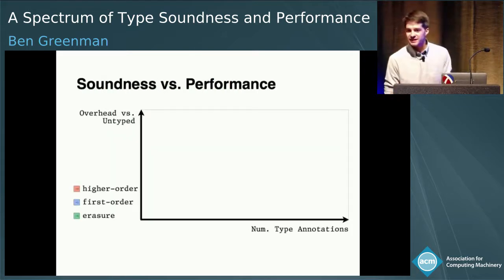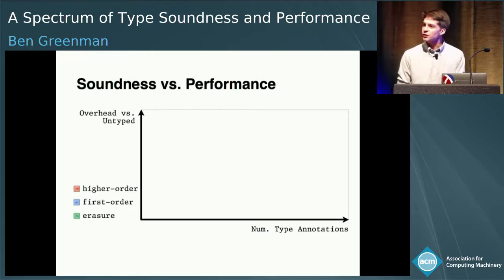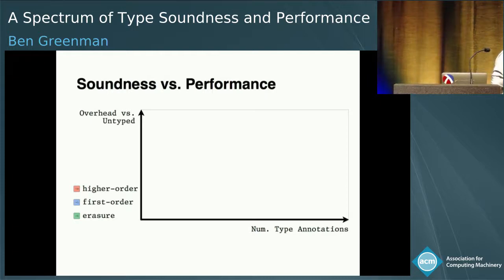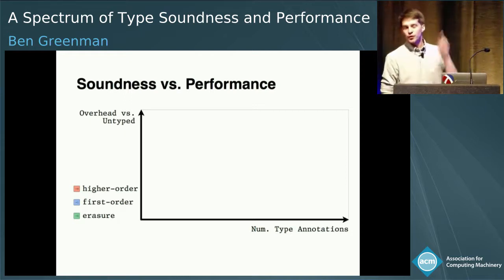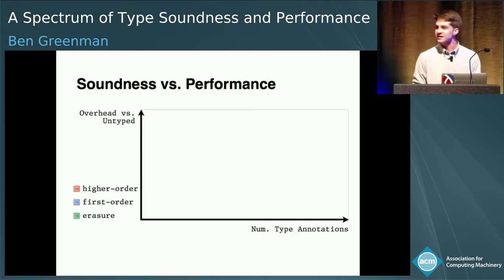Now, there's lots of data in the paper, but the one result I want to tell you about today is what happens as you increase the number of type annotations in a program. How slow does the program get? So along the x-axis going right, we're adding more types, and along the y-axis, programs are getting slower. Okay, the next slide is going to have a lot of data.